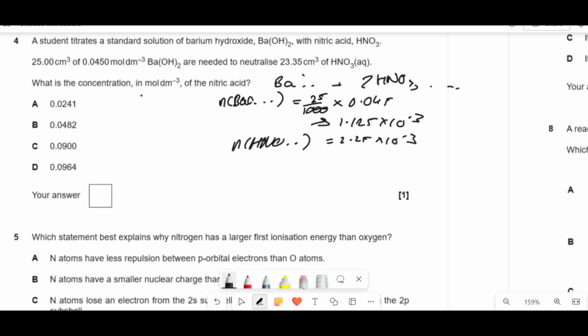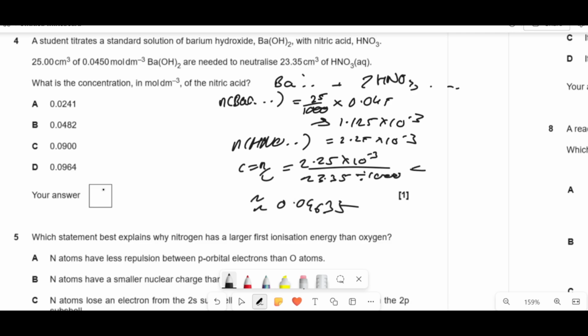The question's asking what the concentration of the nitric acid is, right? So we're going to use the volume of that nitric acid. So C equals n over V, which is going to be 2.25 times 10 to the minus 3 divided by its volume, which is 23.35 divided by 1,000. If we do that, we get roughly 0.09635, which is D.